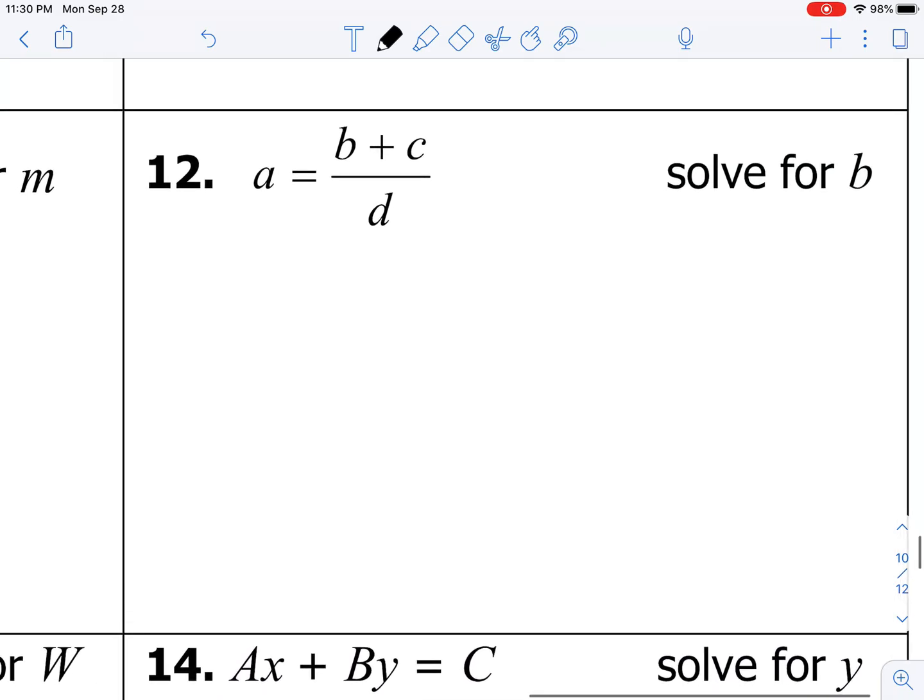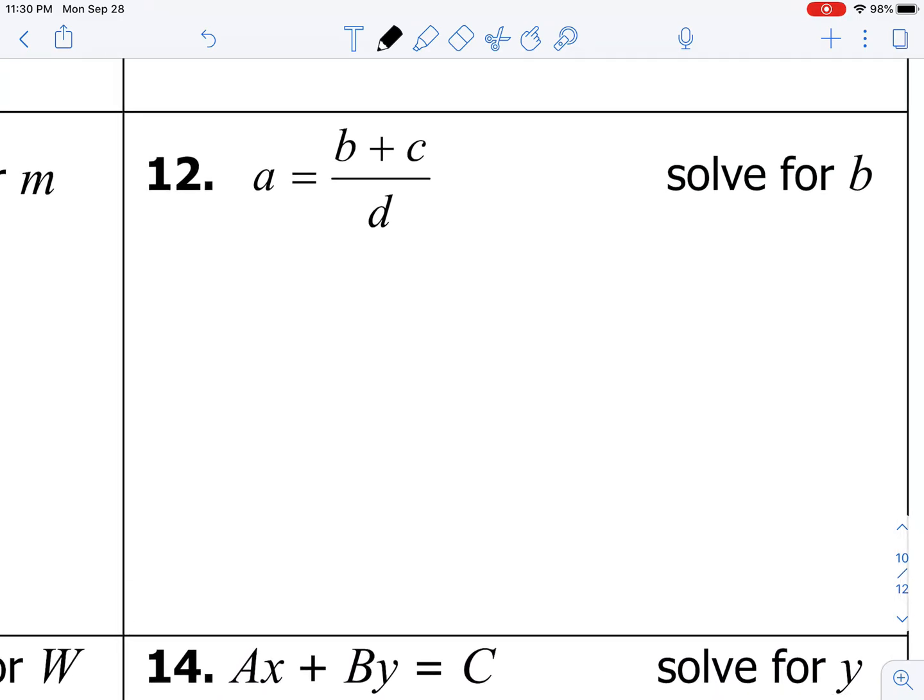All right, number 12. Same principle. You have a fraction. You need to get rid of the bottom of the fraction first. All right, so we need to multiply by d. And again, I'm going to go ahead and put them in alphabetical order. So instead of DA on the other side, meaning that's now gone, I'm going to put AD. That's just my preference. All right? The B plus C just drops down.